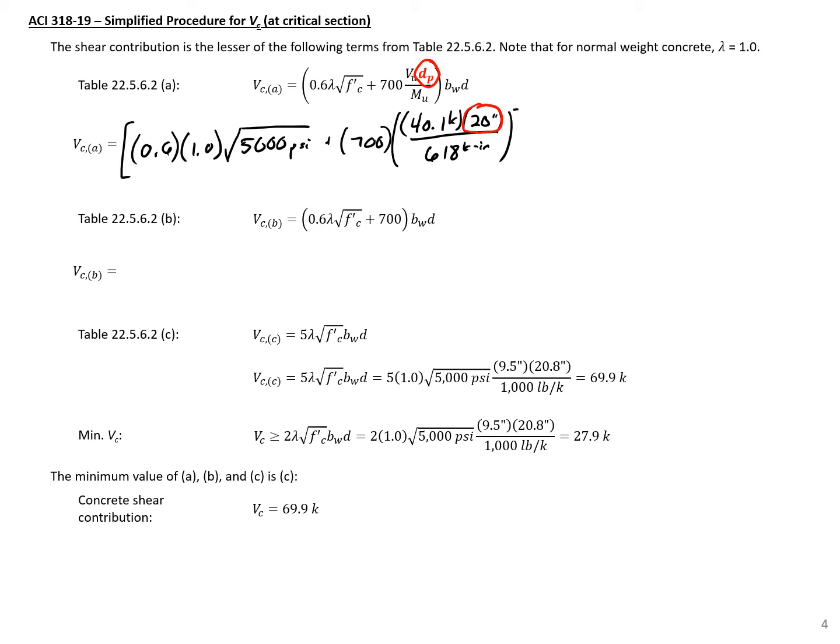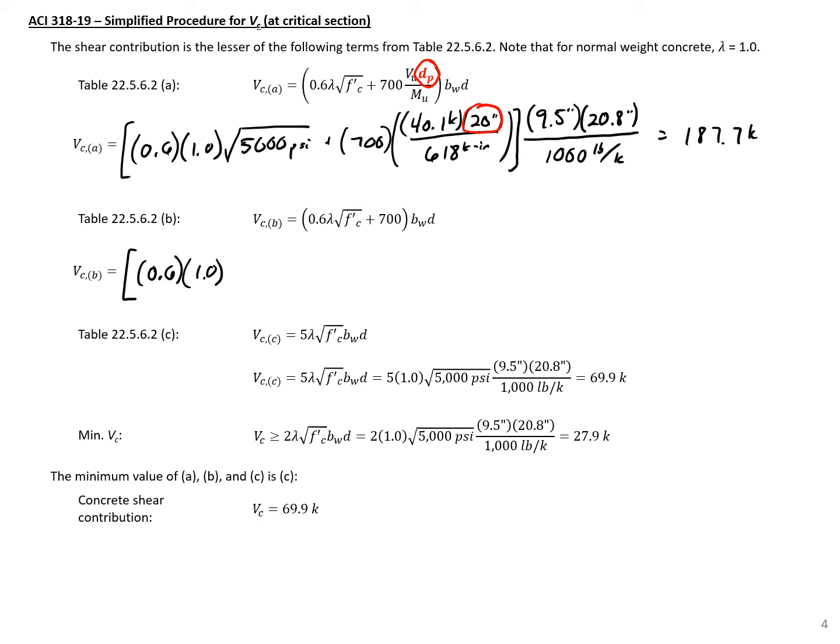So I'm going to close my bracket, and then we have 9.5 inches, which is the average web width for both webs in our double T section, times 20.8 inches, which is 0.8H. And then I'm going to divide by 1,000 pounds per kip, and we'll get 187.7 kips.